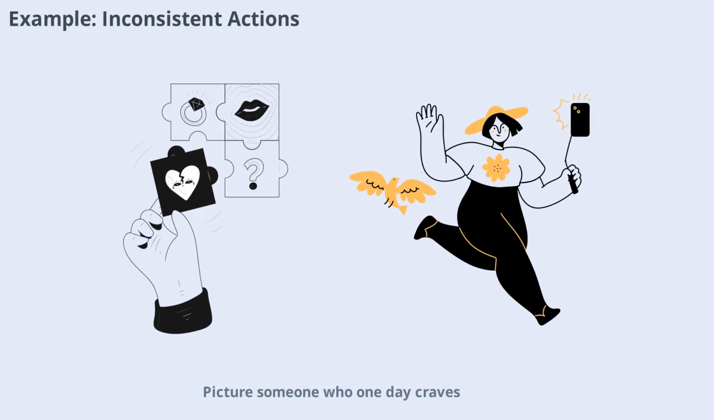Picture someone who one day craves intimacy and the next day withdraws completely. This push-pull dynamic is typical of disorganized attachment. Their actions may seem confusing or self-sabotaging, but they're rooted in early experiences where caregivers were unpredictable. Recognizing this pattern is the first step toward healing and building more stable relationships.